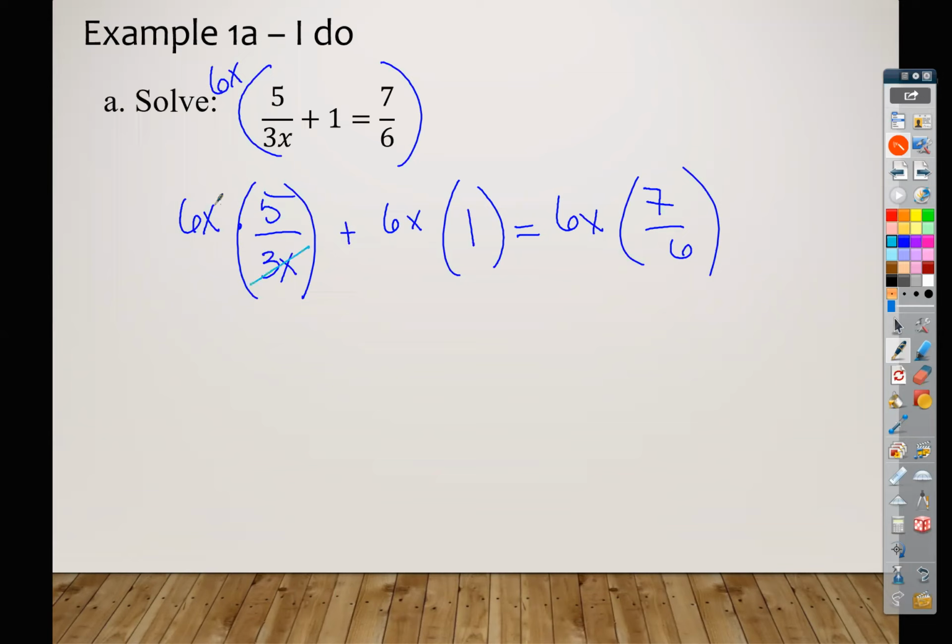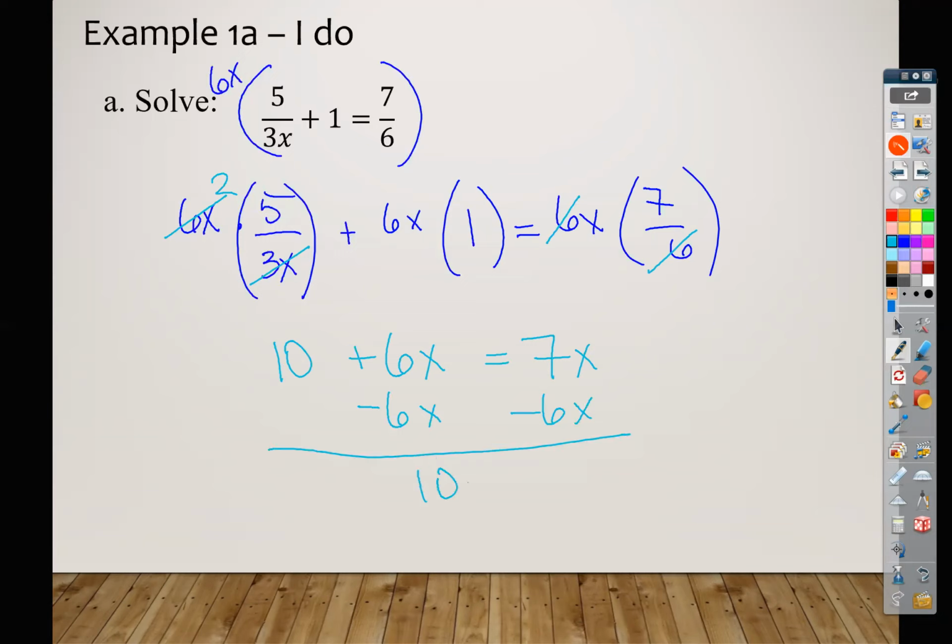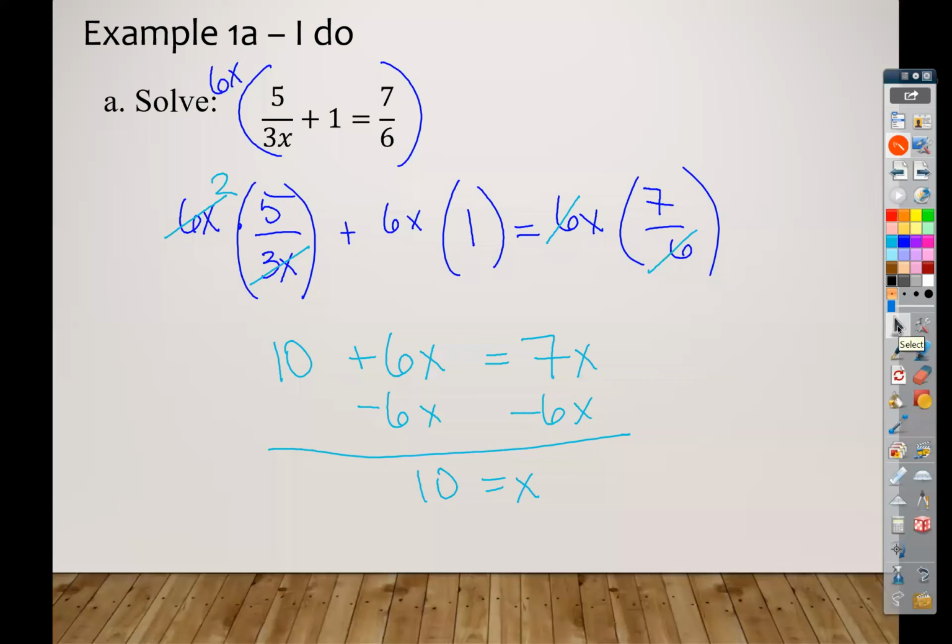So 3x and 6x can be simplified to 2. So 2 times 5 is 10. 1 times 6x is 6x. And then this 6 and this 6 can cancel each other out, so you would just get 7x. So now I'm just going to solve the equation like normal. Now we get 10 equals x. Now, rational equations, you do have to check your answers for extraneous solutions to make sure that the denominators don't equal 0, but in this case, it does not. So 10 is fine.